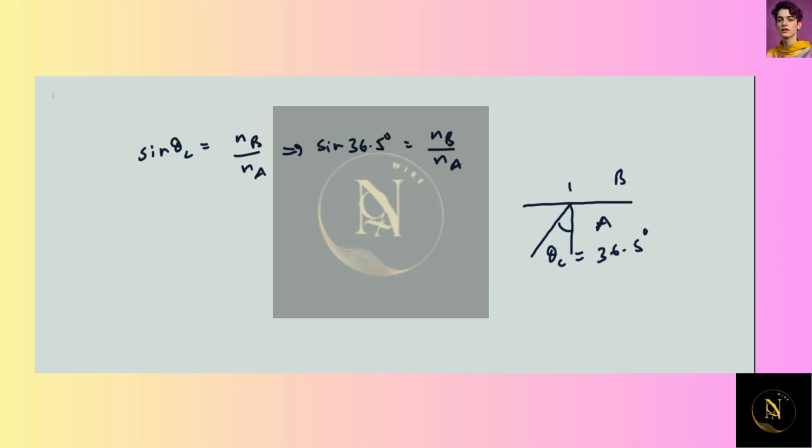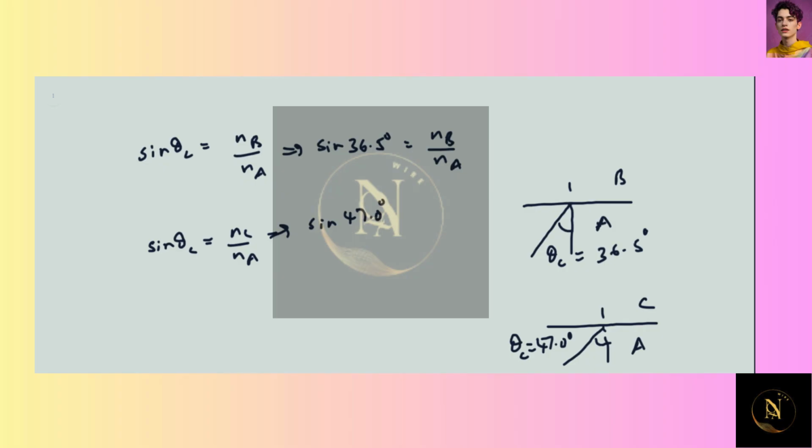Now the second part says that the liquid B is removed, A is still there, and another liquid C is introduced, and now the critical angle in this case is equal to 47.8 degrees. So the critical angle has now changed to 47.8 degrees. So in this scenario, we can say that sine of theta critical would be equal to n of C divided by n of A. Or in other words, sine of 47.8 degrees is equal to the refractive index of C divided by the refractive index of A.